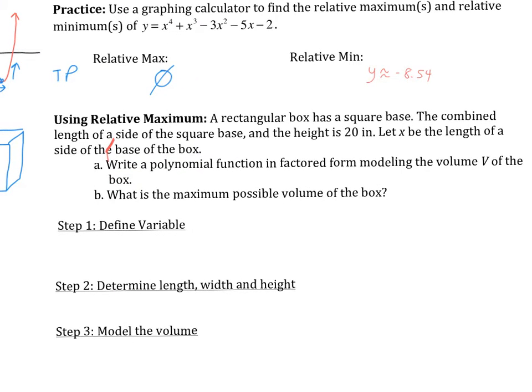All right, a rectangular box has a square base. The combined length of a side of the square base and the height is 20 inches. Let x be the length of the side of the base of the box. So now, part A, we're going to write a polynomial function in factored form to model the volume. And second, we're going to try to figure out what the maximum possible volume of the box is, and even more specifically, what are the dimensions?